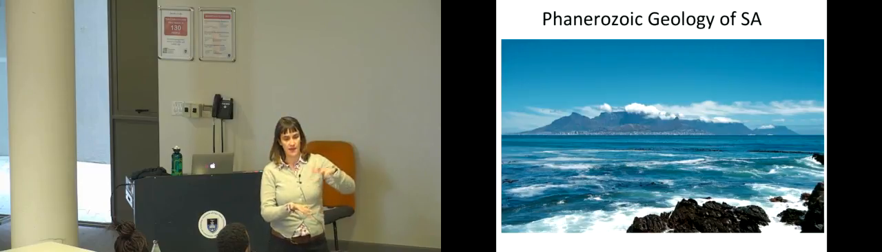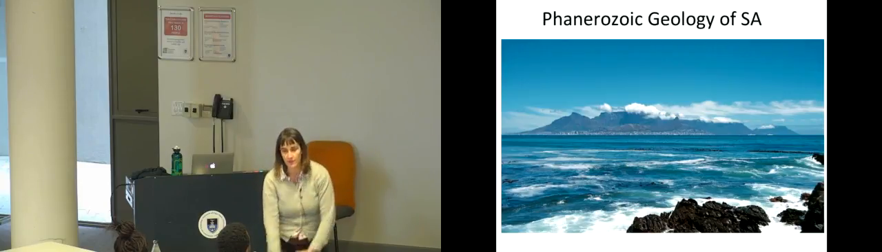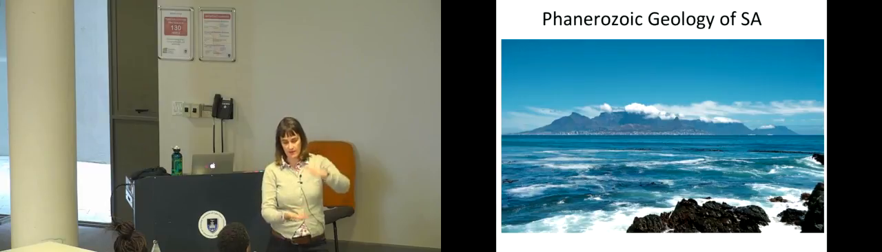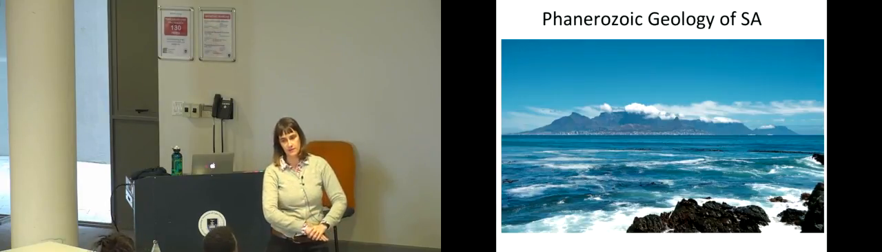Like the Witwatersrand and the Transvaal groups were never buried very deep. They've been buried a little bit and then eroded to the surface, but they were never buried very deep in the first place.